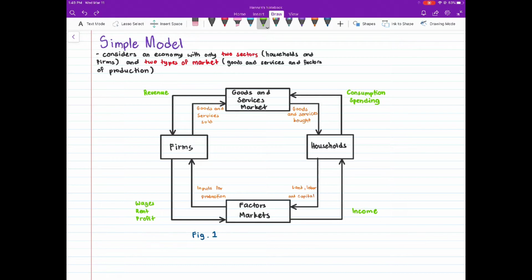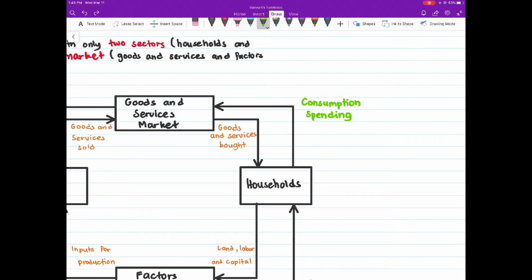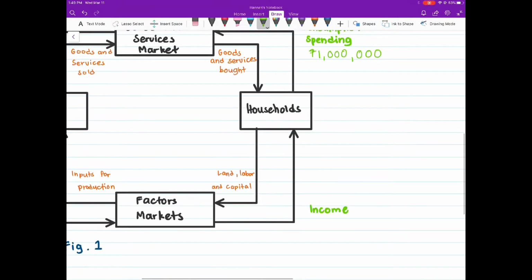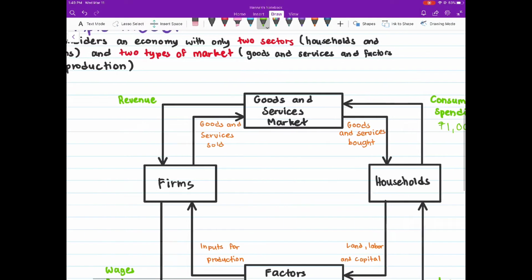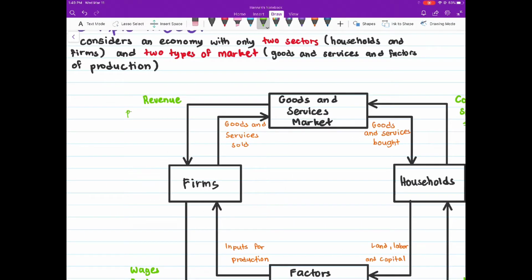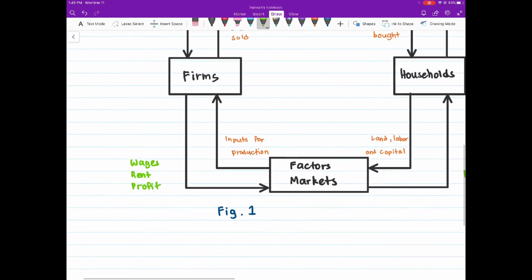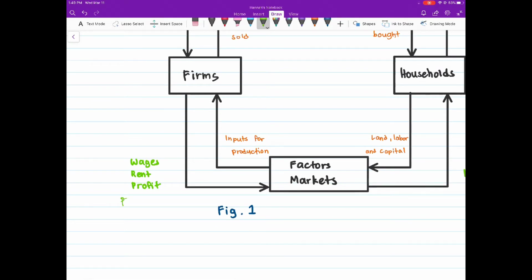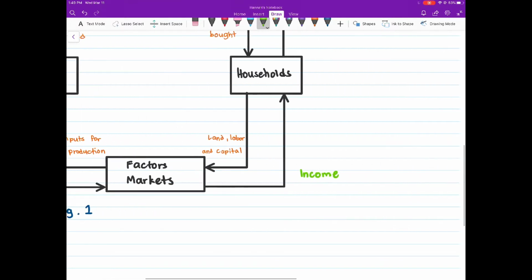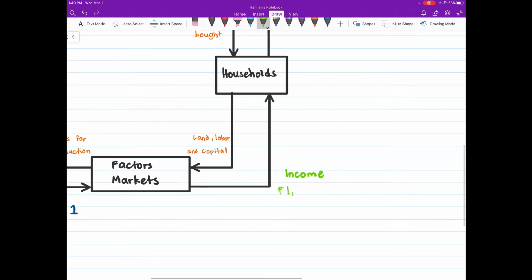So now let's add some values to the green sides. Over here, let's say 1 million Philippine pesos. Then let's follow the arrows. Revenue is going to be the same. Then we have the wages. And then lastly, the income.